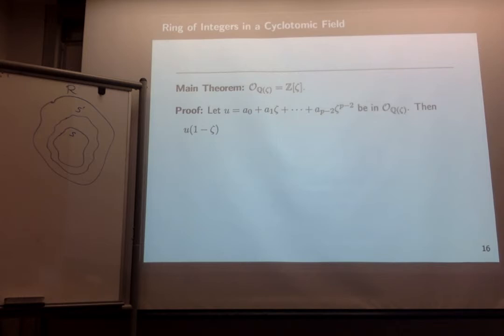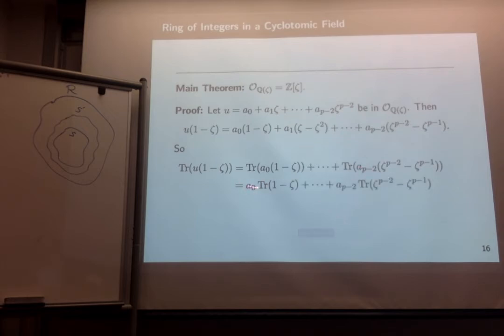Since we just proved something about the trace of such an element, let's look at what it would be. So multiplying this expression by 1 minus zeta, this is what you get here. All right? And so what that means is when I apply the trace to this, remember the trace is additive, so we can break it up across each term. And since we're taking the trace of Q adjoin zeta over Q, I can pull out all these a_i's. Show it here. And then again, I just moved the trace in from this step to this step, because again, it's additive.